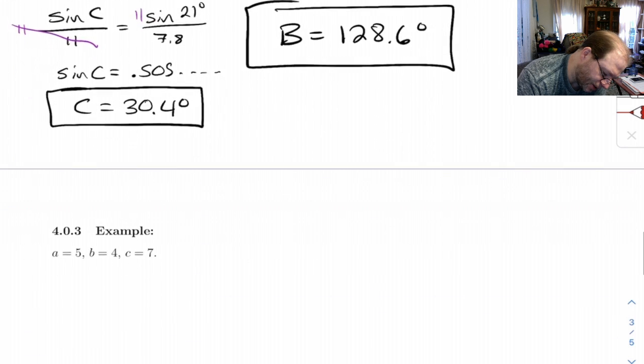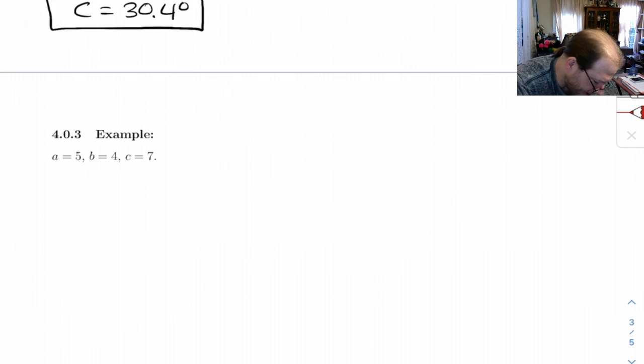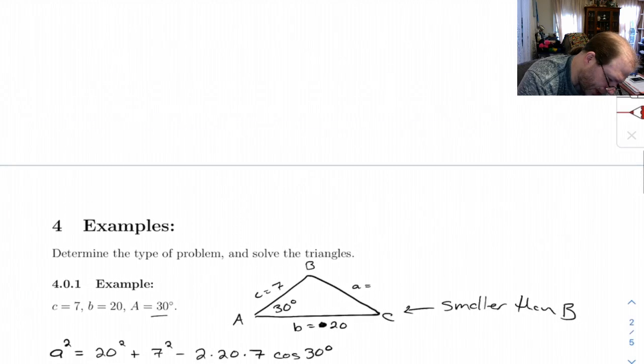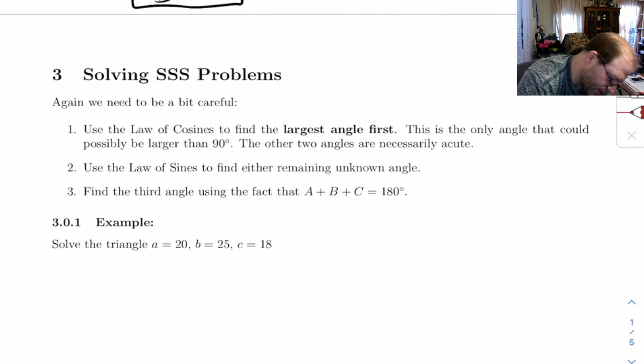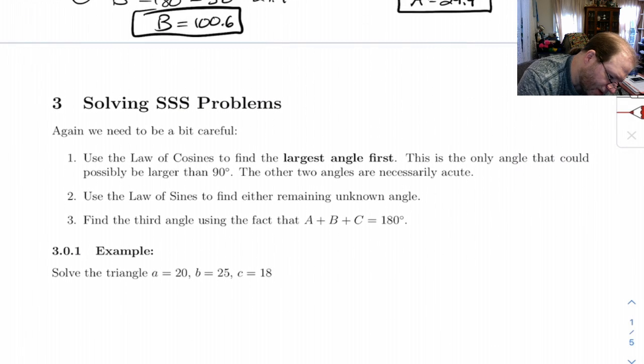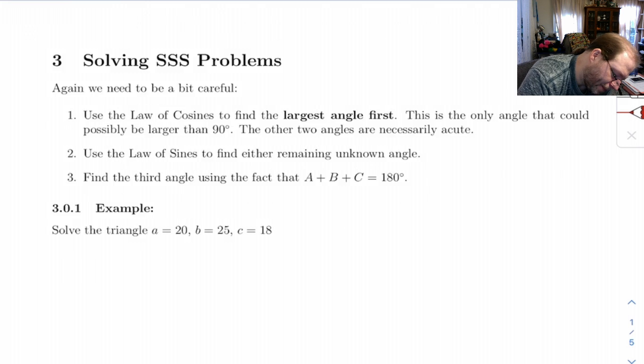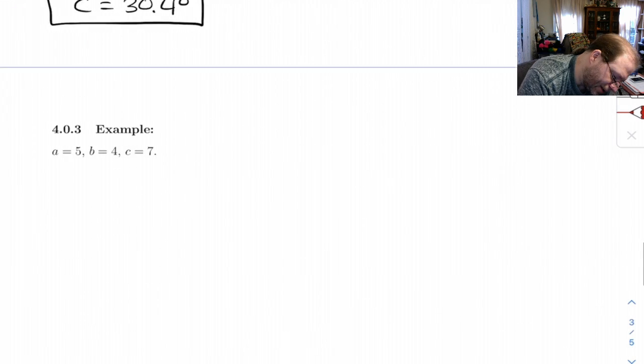All right, next up. Okay, this is a side-side-side problem. Before I do it, let's go back and look at the directions for a second. Because what was the thing with the side-side-side? The important bit for a side-side-side is you want to use the law of cosines to find the largest angle first.